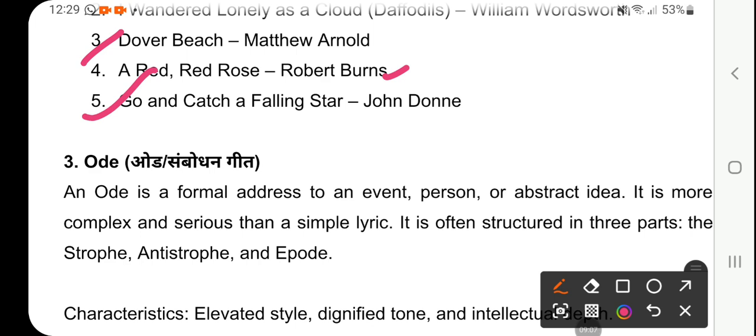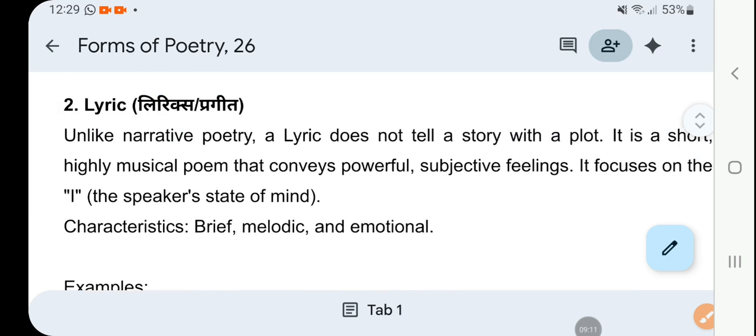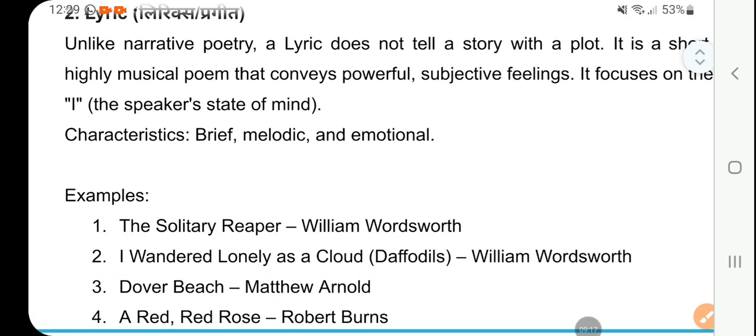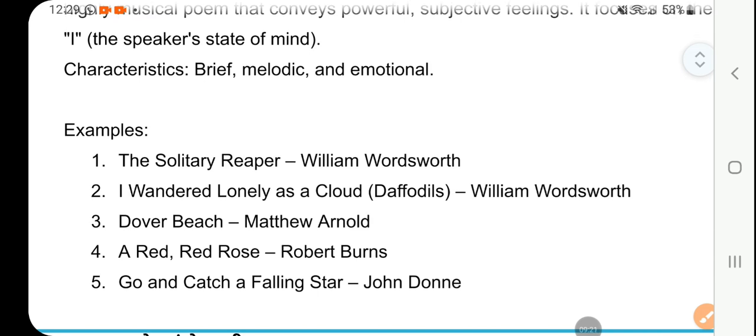So these are the lyrics. A lyric does not have a plot or a story, it is a thoroughly musical poem. And the characteristics: very brief, right, melodic and emotional.